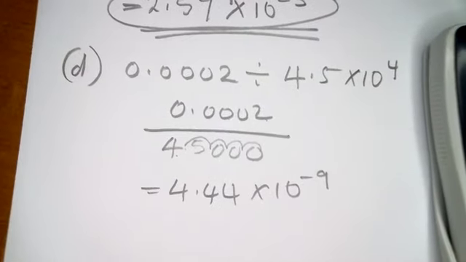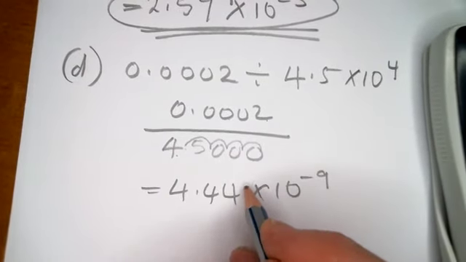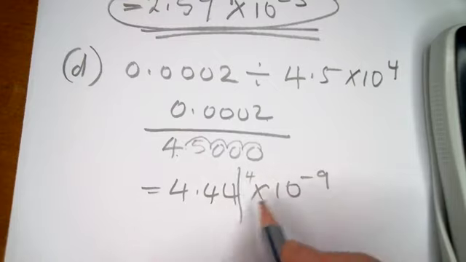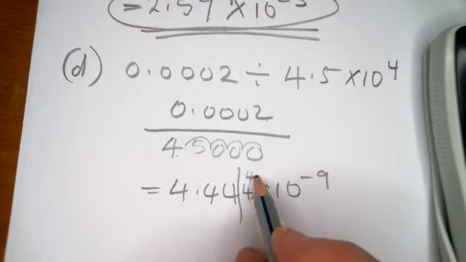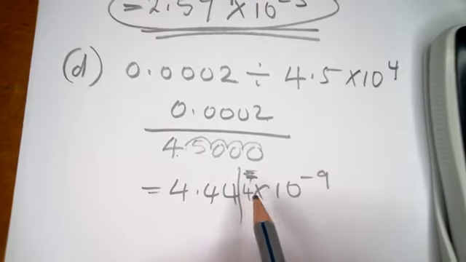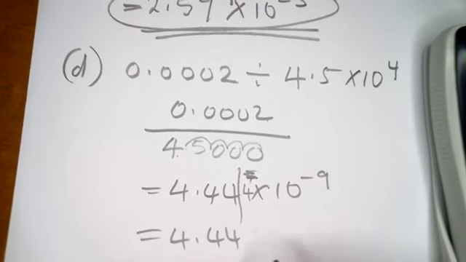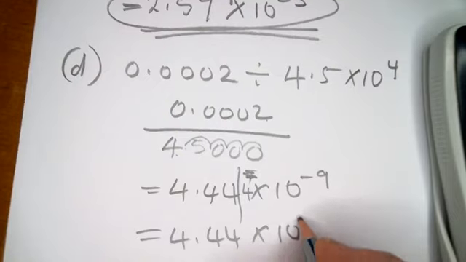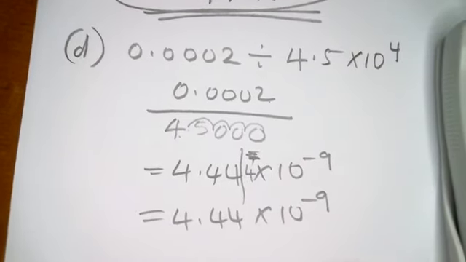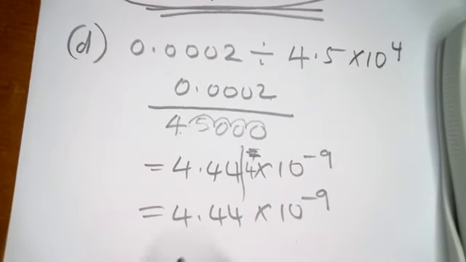I'm assuming you can do that. Anyway, the next number would be another 4. So there's a 4 sneaking in there, yeah? And the 4 is not 5 or more, so it plays no part. So the answer would be 4.44 times 10 to the minus 9. And because we're doing it to 3 significant figures, there's no need to show that it's recurring.